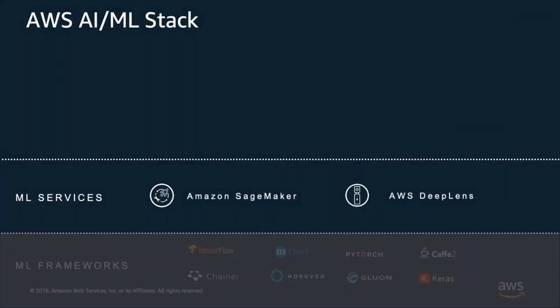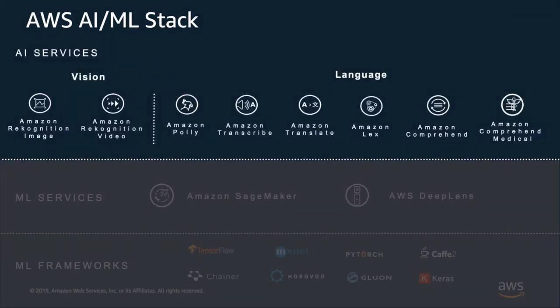At the next layer are your ML services, so that might include something like Amazon SageMaker or even AWS DeepLens, which I'm sure many of you have already had a chance to play with at last year's re:Invent and test out. And then at the highest layer are what we call the AI services. Here we have 2 big groupings, one for vision and another for language services. Within vision, you might have something like Amazon Rekognition for image recognition or Amazon Rekognition Video, which, true to its name, will recognize entities within videos. And then in the language group, you're going to have services like Amazon Polly, Amazon Transcribe, Translate, Lex, Comprehend, and even Comprehend Medical. All of these services are really, really easy to use APIs that help to add special capabilities to your applications.